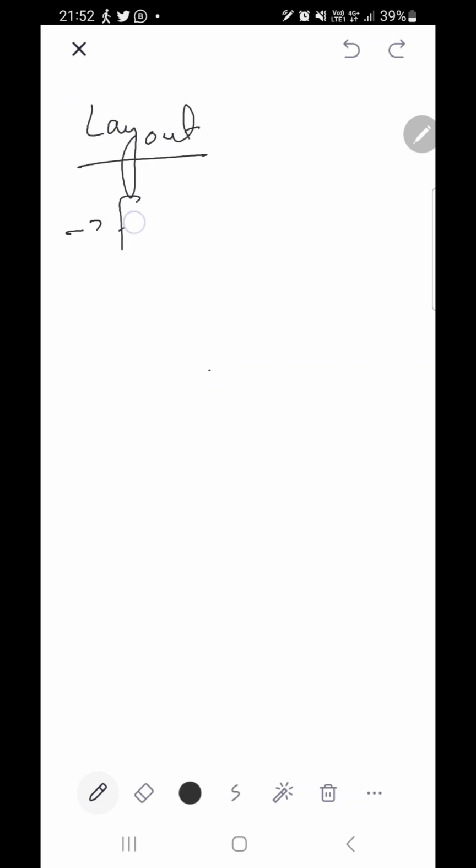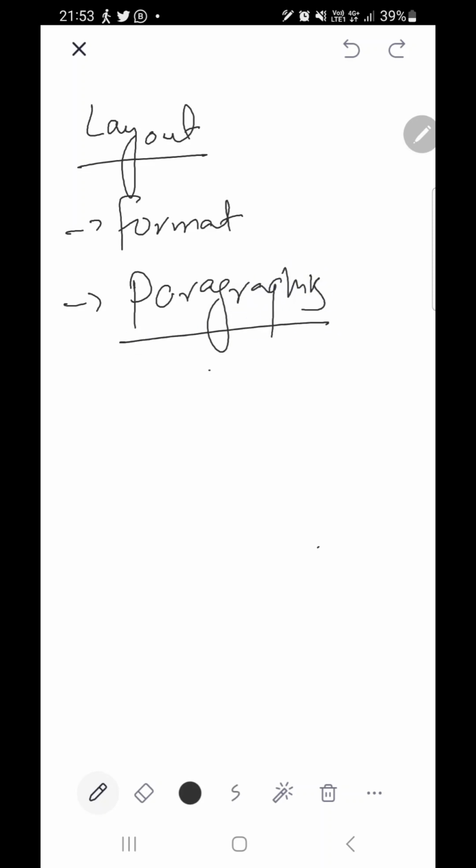Now we have the next thing in the organization part, the layout. Layout means the formatting, the format you follow, the paragraphing, and so on. This is the part of your layout. Okay, how to write down the date and which format, we'll discuss that as well.